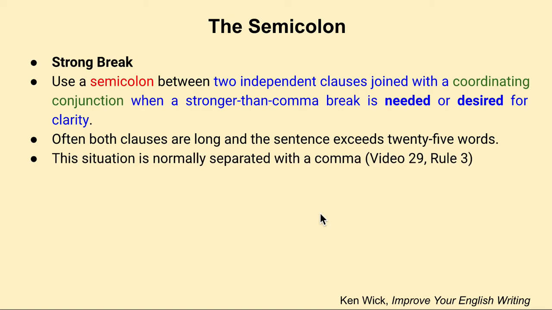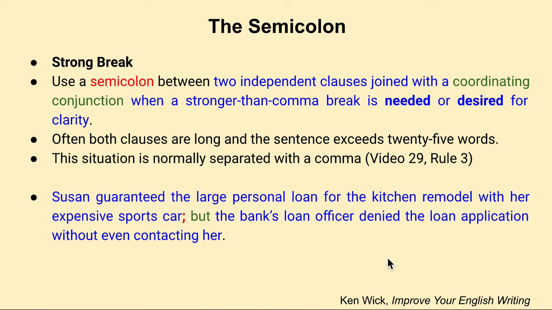So here's an example. This situation is normally separated with a comma. I just explained that. See video 29, rule 3. Notice how these clauses are long and the sentence is really long too. But both what's highlighted in blue are independent clauses. Susan guaranteed the large personal loan for the kitchen remodel with her expensive sports car, but the bank's loan officer denied the loan application without even contacting her.